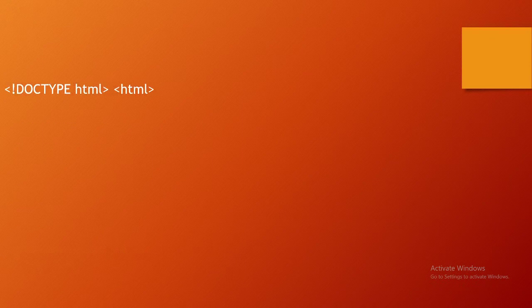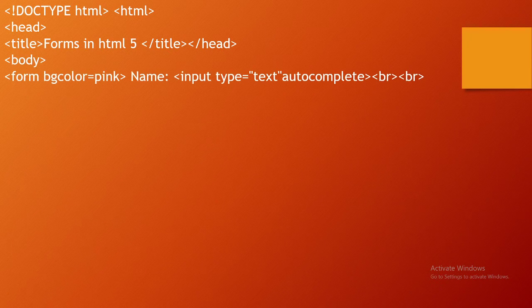Here is one example of HTML form. First statement is doctype html. It tells the browser the version of HTML program and type of code. Then html, then head, title, slash head, body, form bgcolor is equal to pink. It displays form in pink color. Next, name. Input type is equal to text. Create a text field.